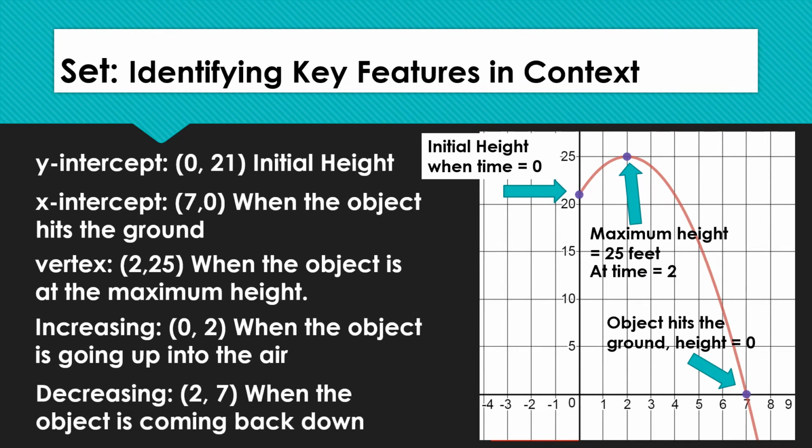We can see that it's increasing from 0 to 2 and decreasing from 2 to 7. Remember, when we're looking at our intervals of increasing and decreasing, we're using our x values.